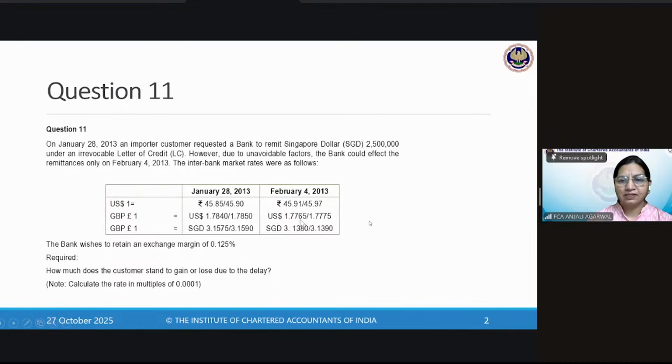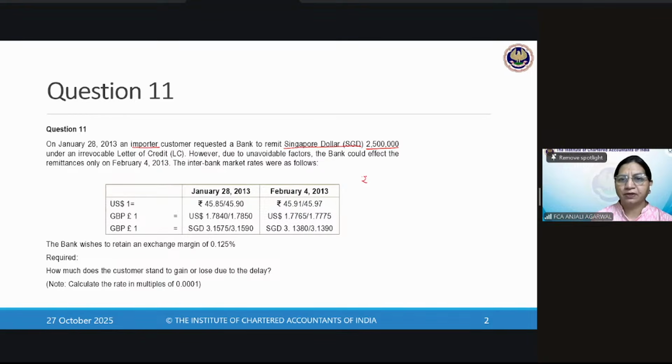We have done this question in the last session. I would like to quickly recall how we can solve these questions quickly. As we had spoken, first we have to look at what is the currency that we need. So it is Singapore dollars. How many? 25 lakh. And we are an importer customer. So if an importer customer is requiring Singapore dollar to remit, he has to buy Singapore dollar.